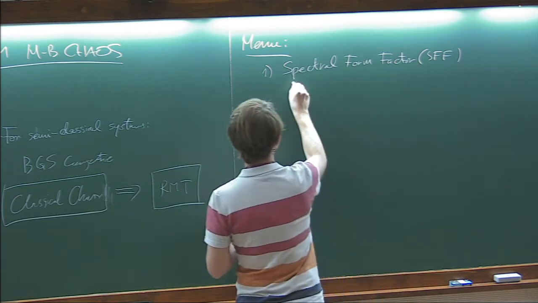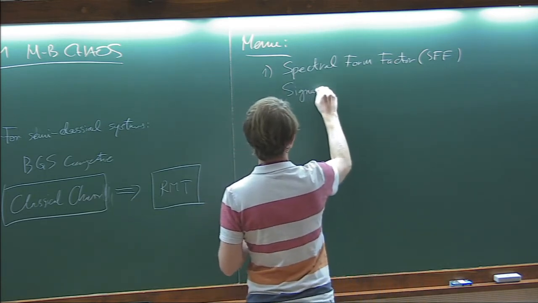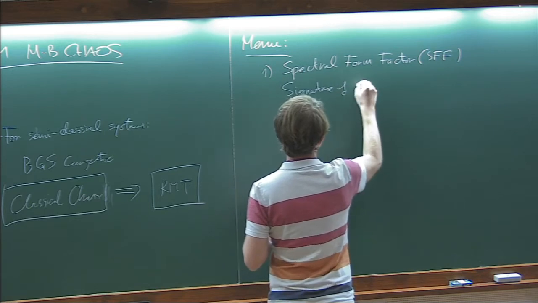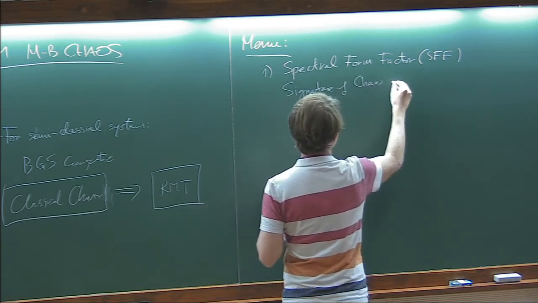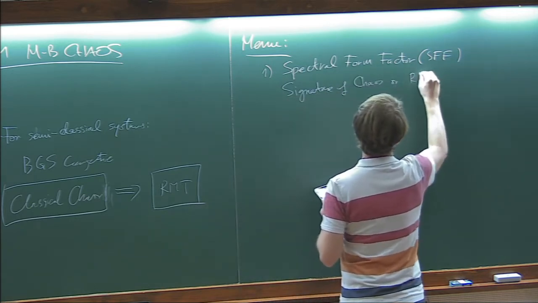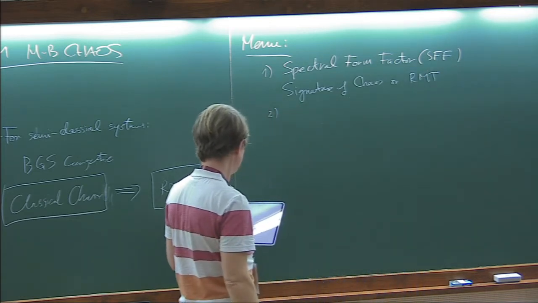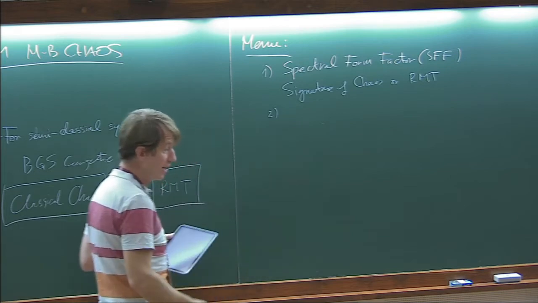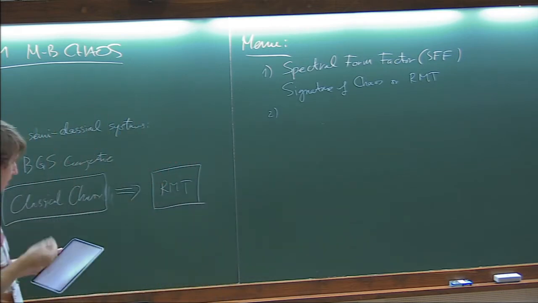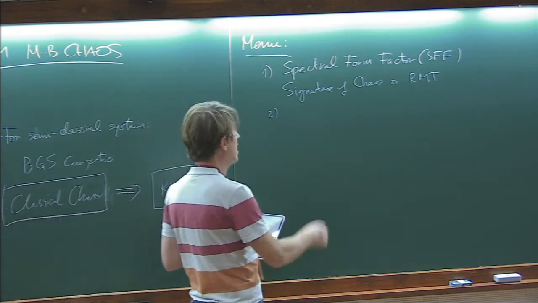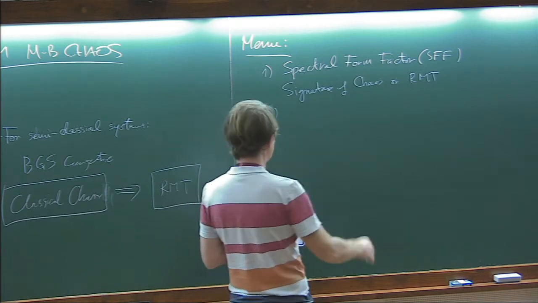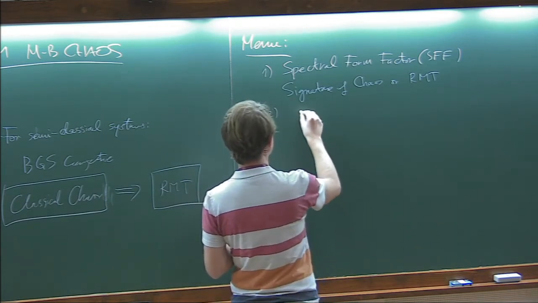Which will be for us the main signature of chaos, or random matrix theory. Second, we will try to answer this question by deriving a spectral form factor and comparing it to random matrix theory for some generic model of a long-range spin chain.